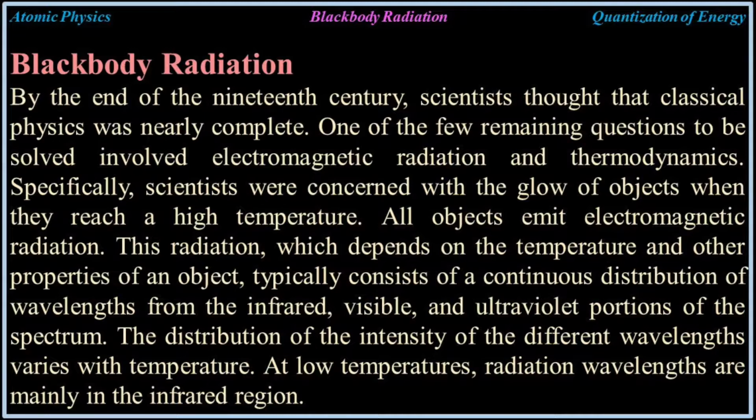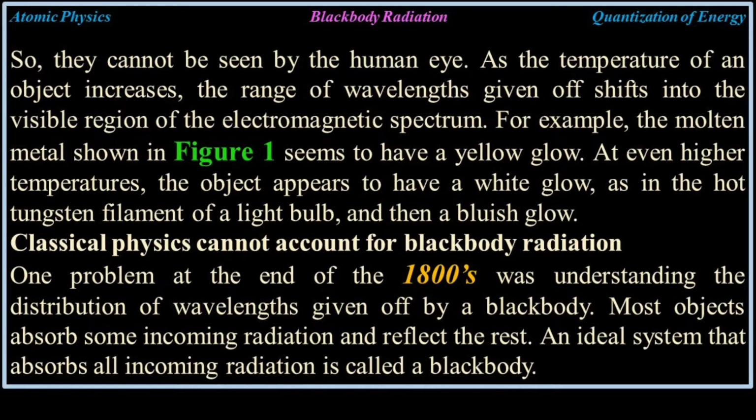This radiation, which depends on the temperature and other properties of an object, typically consists of a continuous distribution of wavelengths from infrared, visible, and ultraviolet portions of the spectrum. The distribution of the intensity of the different wavelengths varies with temperature. At low temperatures, radiation wavelengths are mainly in the infrared region, so they cannot be seen by the human eye.